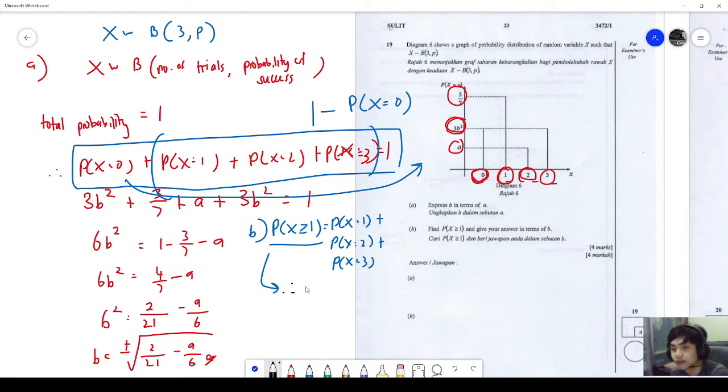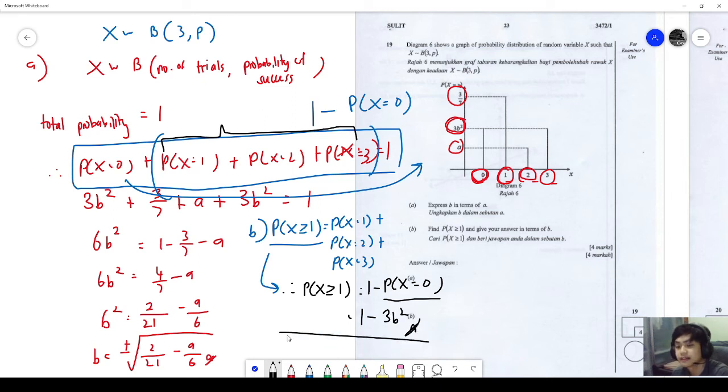So this is what I mean by the complement. Therefore, the probability of x greater than or equal to 1 is just 1 minus the probability of x equals 0. Why I do this also is because I need my answer only in B. If I were to use any of these 3, I will definitely get an A inside already. So to avoid the A, I get 1 minus the probability of x equals 0. So it will be 1 minus 3b squared in this case. So this is done.